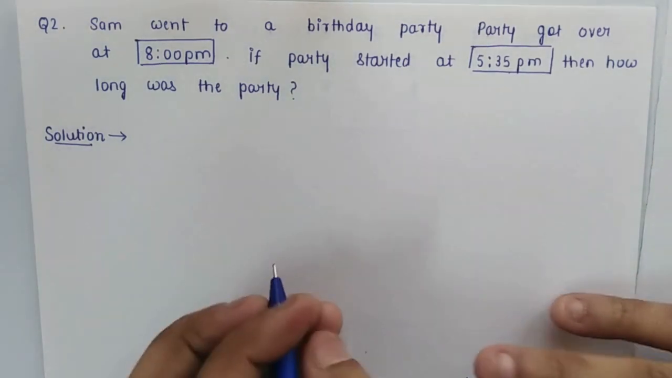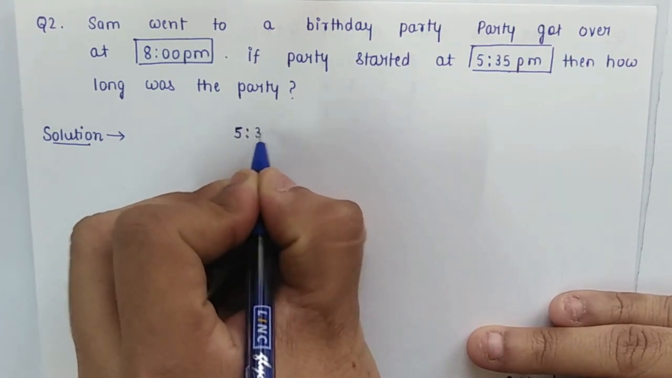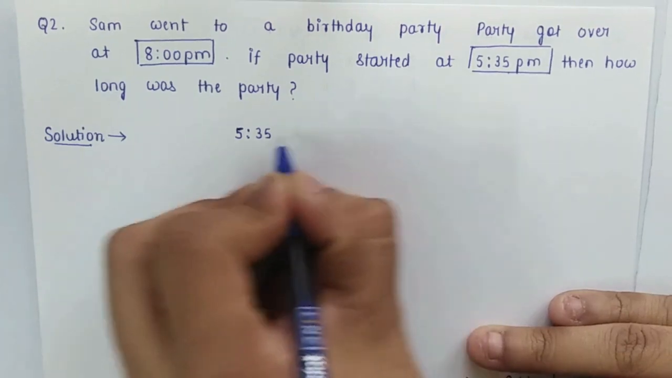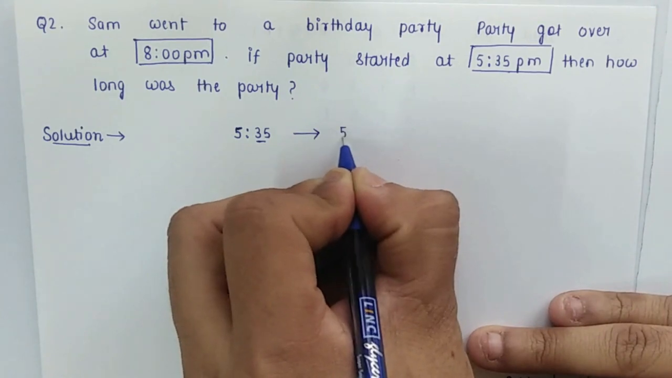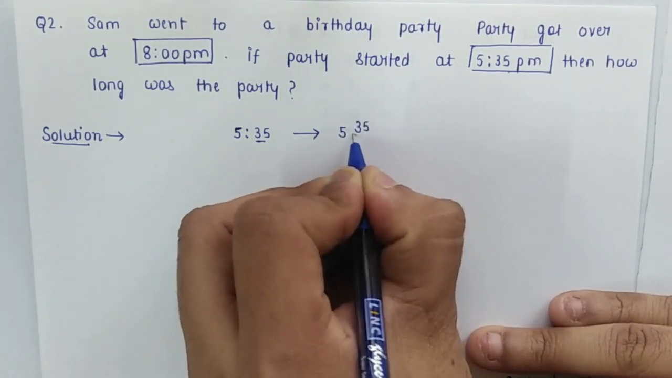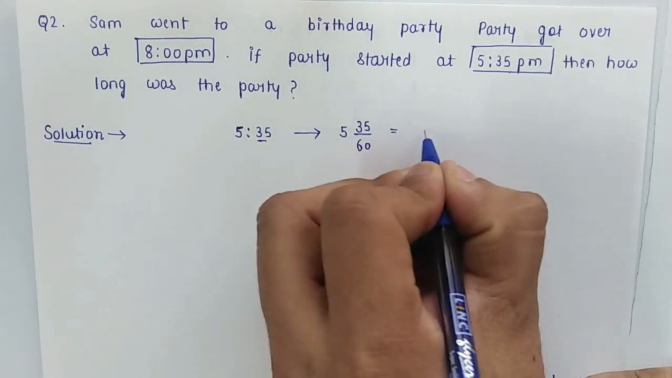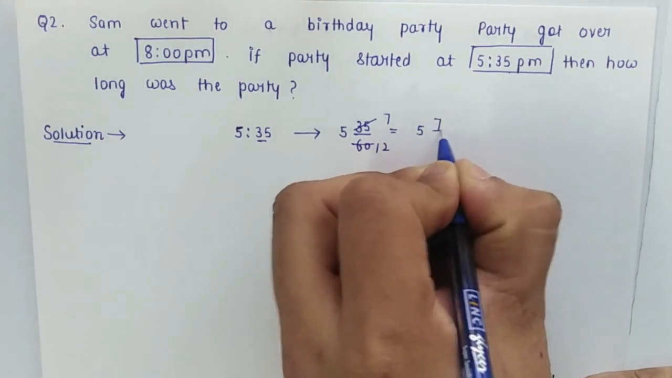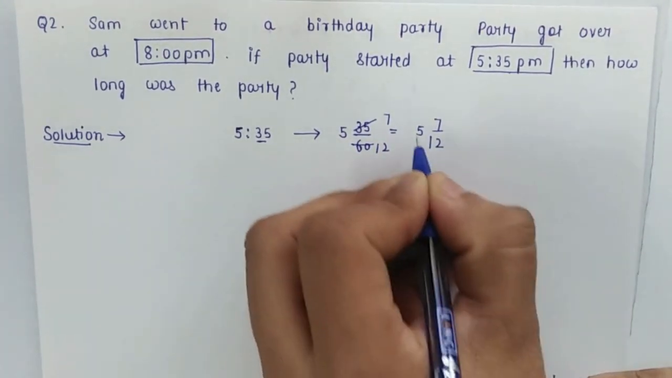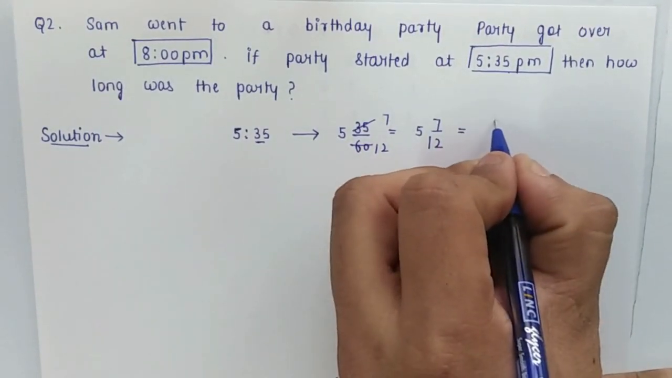It's a simple question. So first, 5:35 p.m. is given. So we can convert these 35 minutes to hours. So this will be equal to 5 whole 35 upon 60, because in 1 hour there are 60 minutes. So we will further simplify it. 35 upon 60 simplifies to 7 upon 12, so we can write it like this: 5 whole 7 by 12. And then this mixed fraction can also be converted to a normal fraction by a simple method.